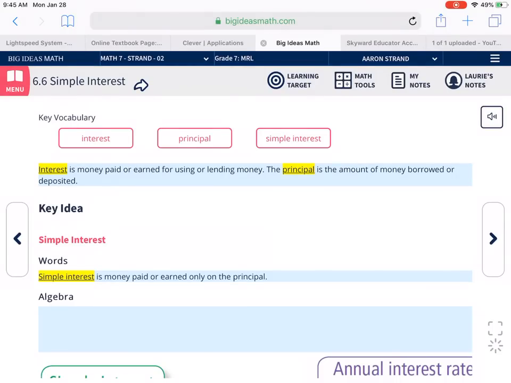Interest is money paid or earned for using or lending money. The principal is the amount of money borrowed or deposited. Simple interest is money paid or earned only on the principal.